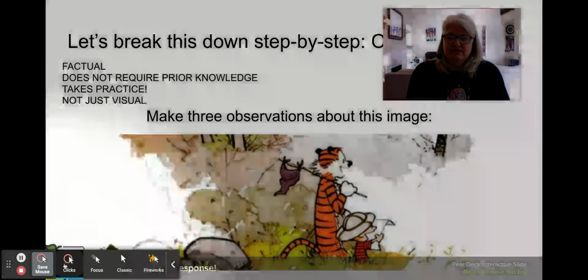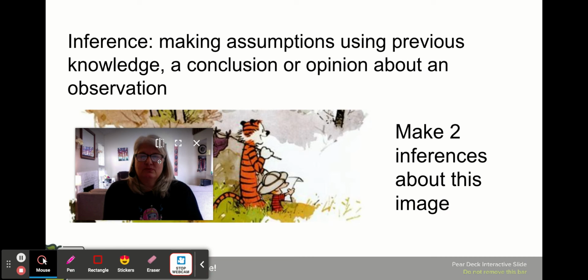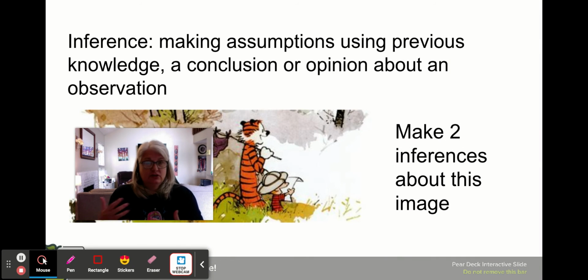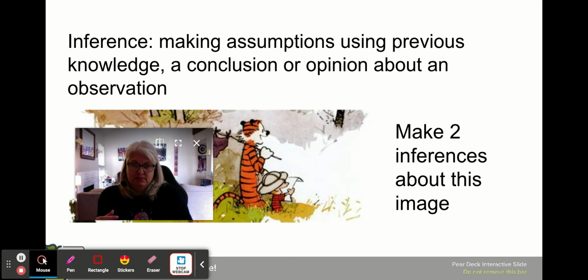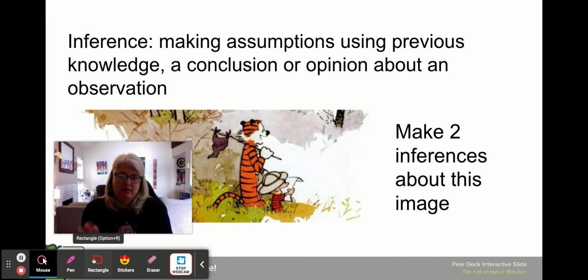Now that is very different from inferences. With inferences, you make assumptions about what you're observing based on previous knowledge, some experience, a conclusion, or an opinion about an observation, right? So I would look at this picture, and I want you to take a second and think to yourself, what kind of inferences could you make about this picture? Go pause the video, write down some inferences, and come on back.